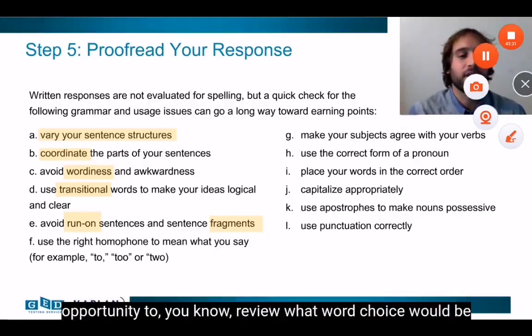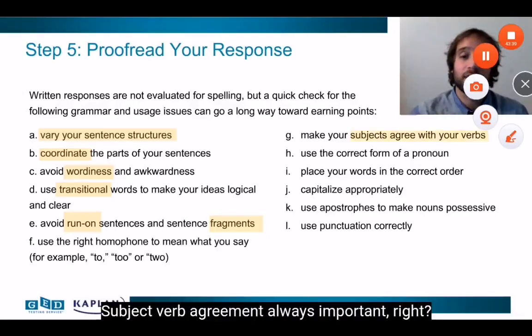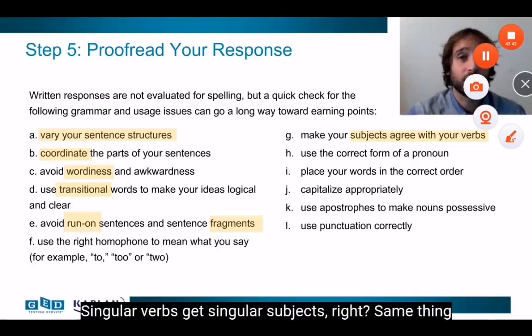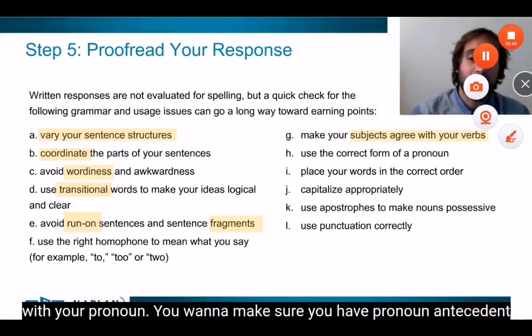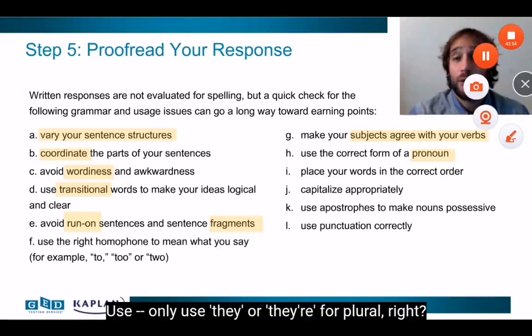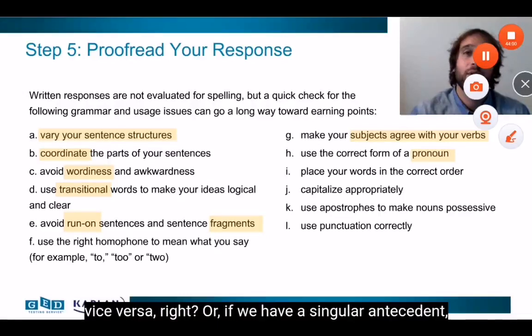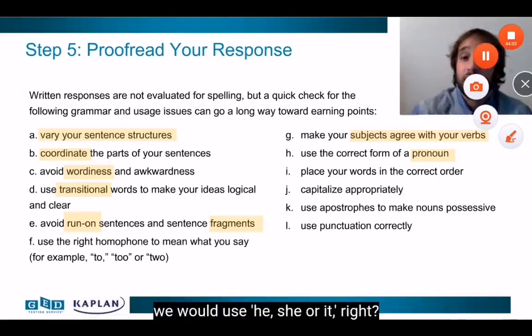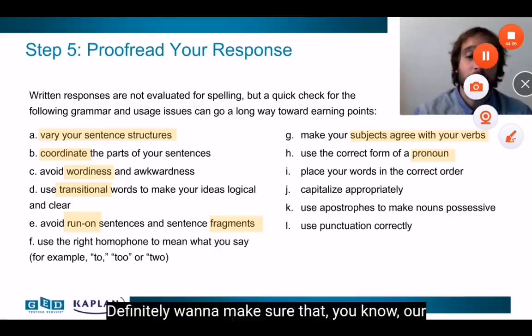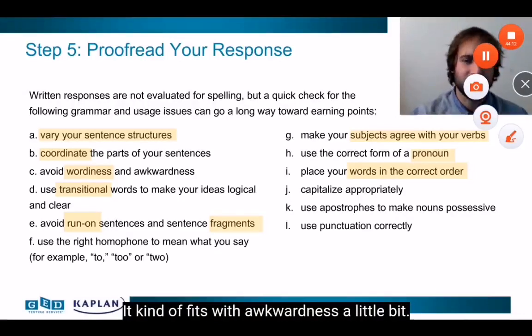It's a good opportunity to review what word choice would be appropriate for a particular situation. Subject-verb agreement, always important, right? Singular verbs get singular subjects, right? Same thing with your pronoun. You want to make sure you have pronoun antecedent agreement. So whatever your pronoun is referring to, only use they or their for a plural antecedent, never use it for a singular one, and vice versa. If we have a singular antecedent, we would use he, she, or it, right? Definitely want to make sure that our word choice and word order is in play. It kind of fits with awkwardness a little bit.